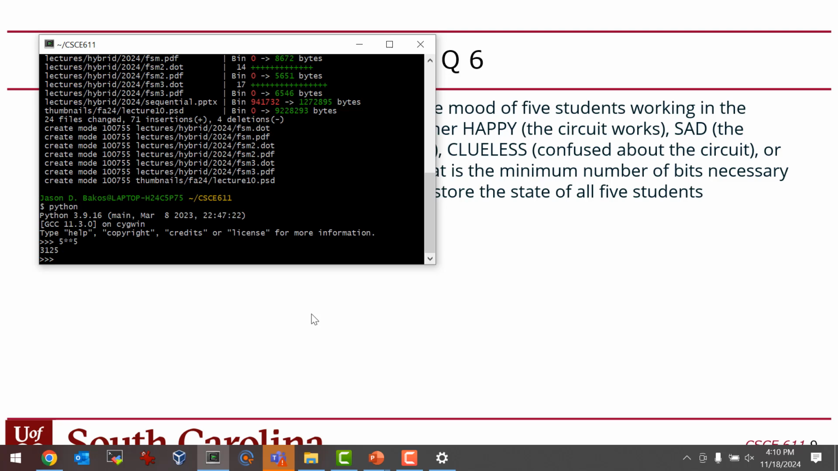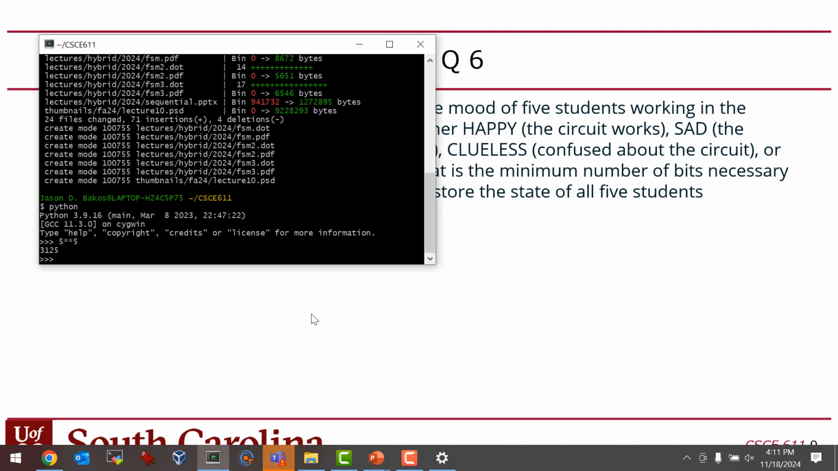So there's 2 ways to look at that. Okay, so you can have log base 2 of 5, right? Which is the number of bits you need to represent one student's mood. And of course you have to round it up, so it's going to be 3 bits. And then if you have 5 students and 3 bits each, then you could do it with 15 bits. So you have a 15-bit state value, and then you just allocate 3 bits for each student.